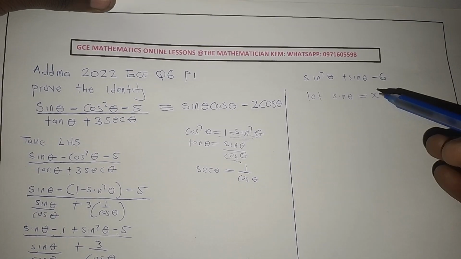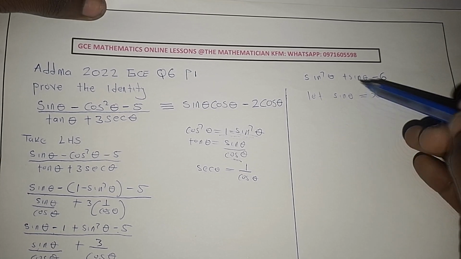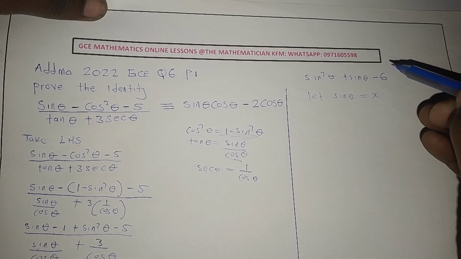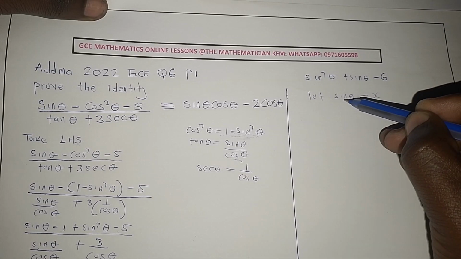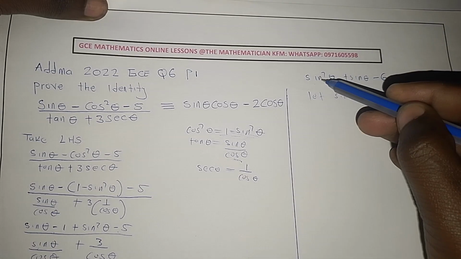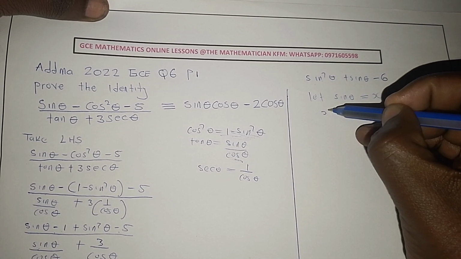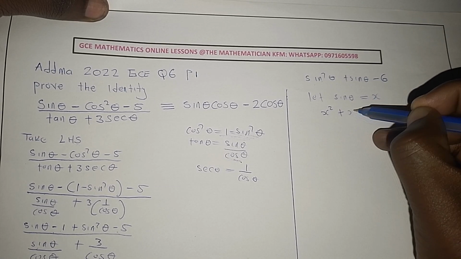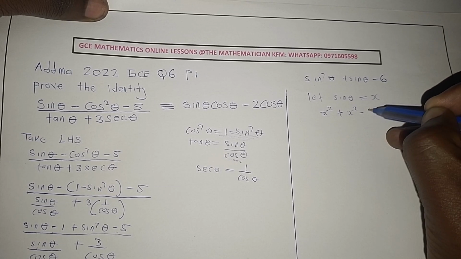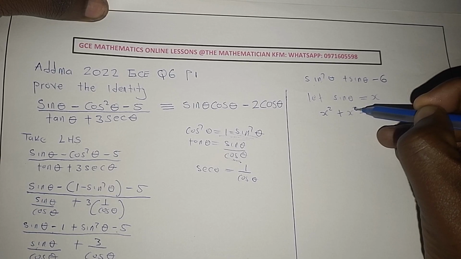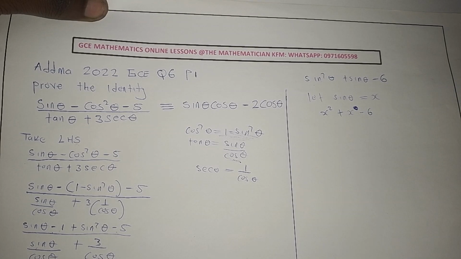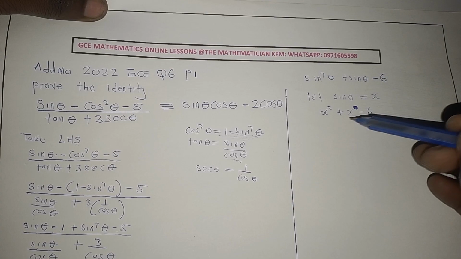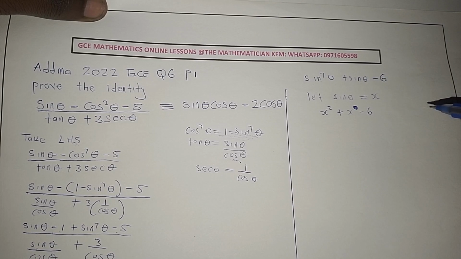So what I'm going to do now is rewrite this in quadratic form. Wherever there is sine, I'm going to replace it with x. As you can see here, there is sine squared, so I'm going to have x squared, then plus here there is a sine, I'm going to have x, then minus 6. Since theta is not squared here, it is just x. Now this is the standard form of a quadratic.